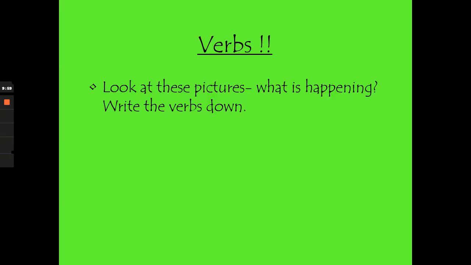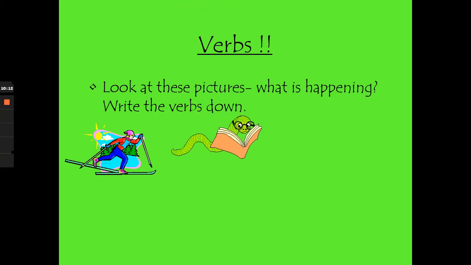Well done. Good job. So look at these pictures. What is happening? Write the verbs down. What's happening here? What are they doing? There should be some snow there. They are skiing. Ooh, what's going on here? The worm is reading.